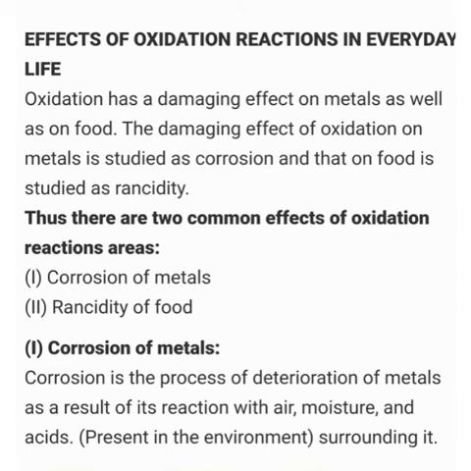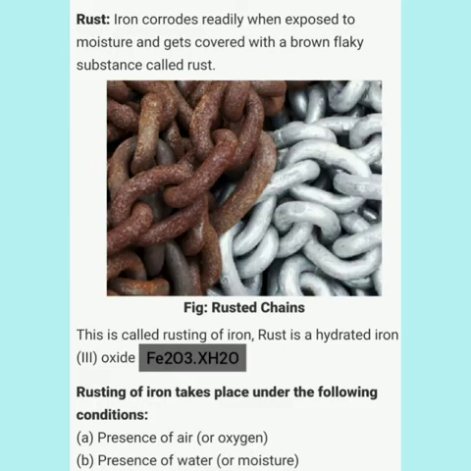What is corrosion of metals? Corrosion is the process of deterioration of metals as a result of its own reaction with air, moisture, and the acids present in the environment surrounding it. What is rust? Iron corrodes readily when exposed to moisture and gets covered with a brown flaky substance called rust. This process is called rusting of iron.